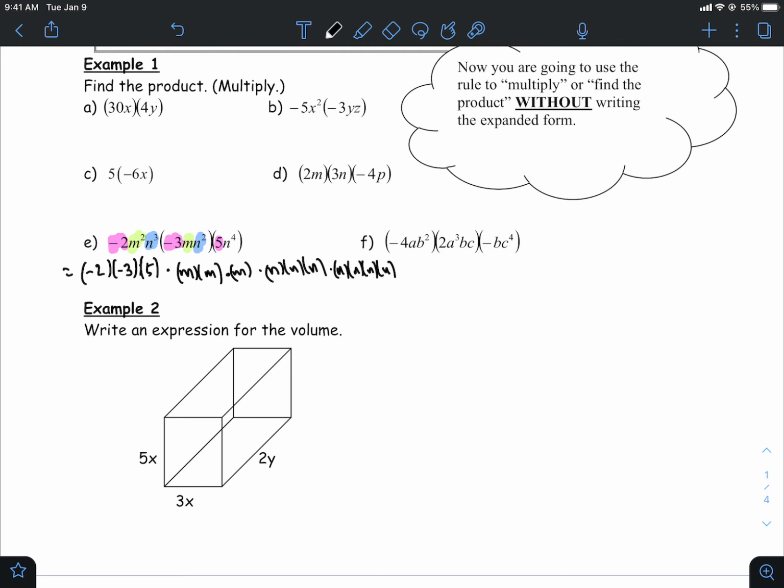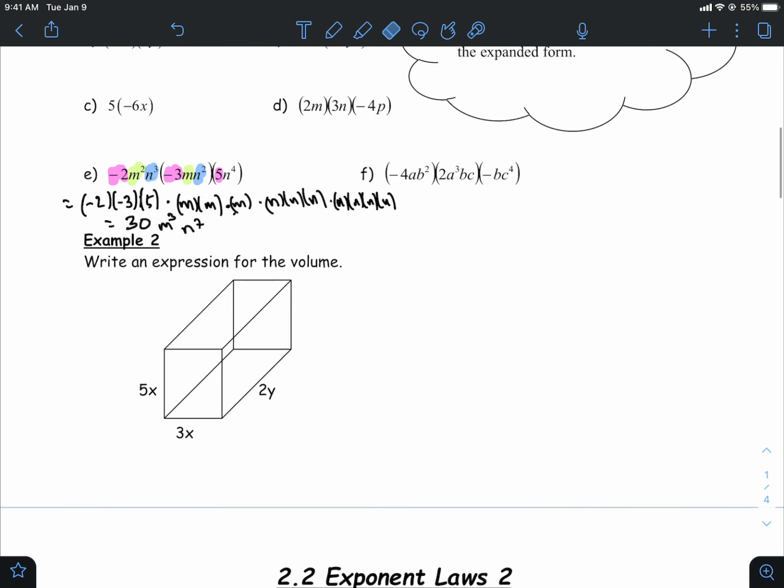Okay, and then you have to do the math. Count up how many of everything there is in terms of variables and do the multiplication on the numbers, right? -2 times -3 is 6, times 5 would be positive 30. And then I count 1, 2, 3 M's, M cubed, and 7 N's. We all see that okay? It's getting a little crushed. Again, just trying to hit home that I don't think you want to write out the expansion, expanded form, all the time.